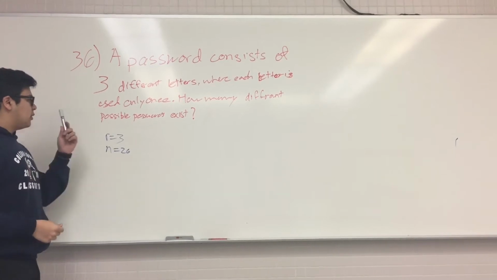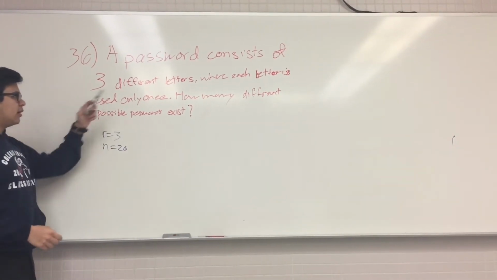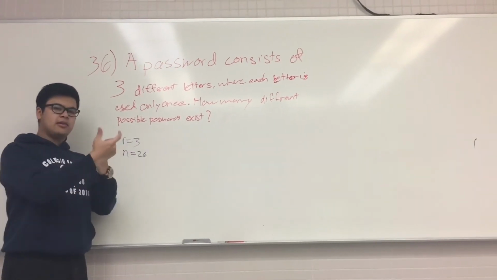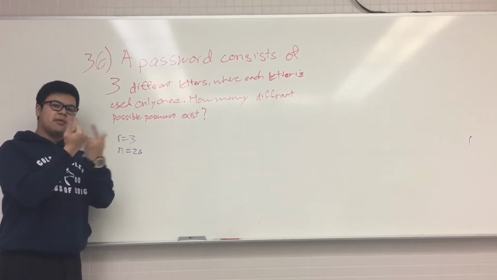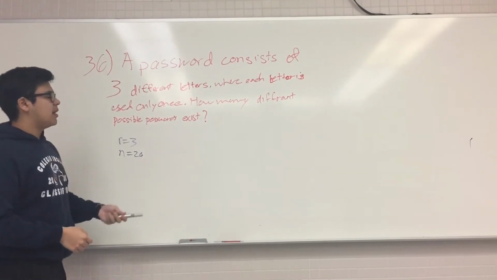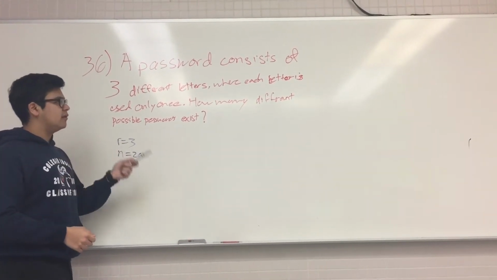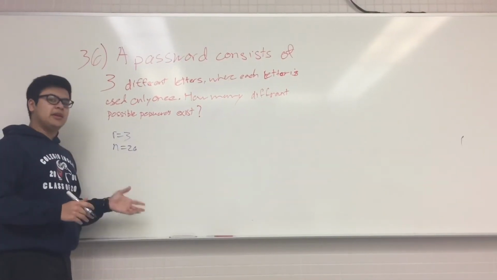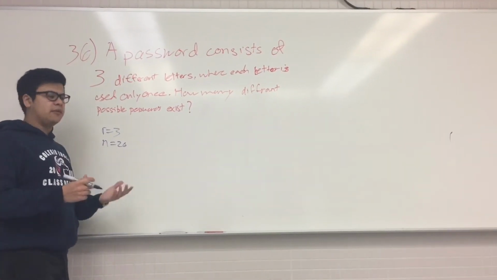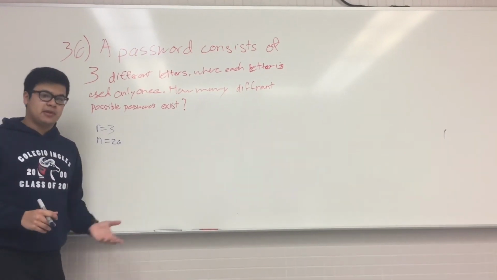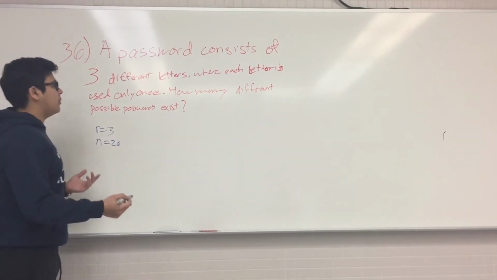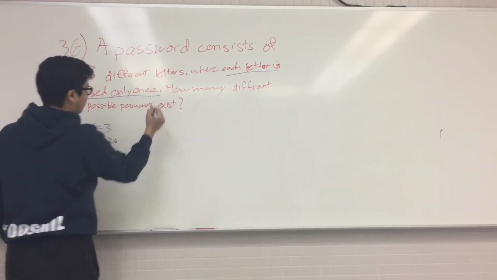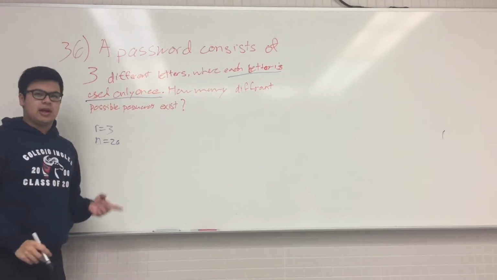Now, this is a clear example of a permutation, because if you change the letters of the password, if you change them of order, then the password will be completely different. So in this case, the order does matter, so this is a permutation. Now we have to find out if repetition is allowed or not. In the problem it says where each letter is used only once, so there is no repetition allowed.